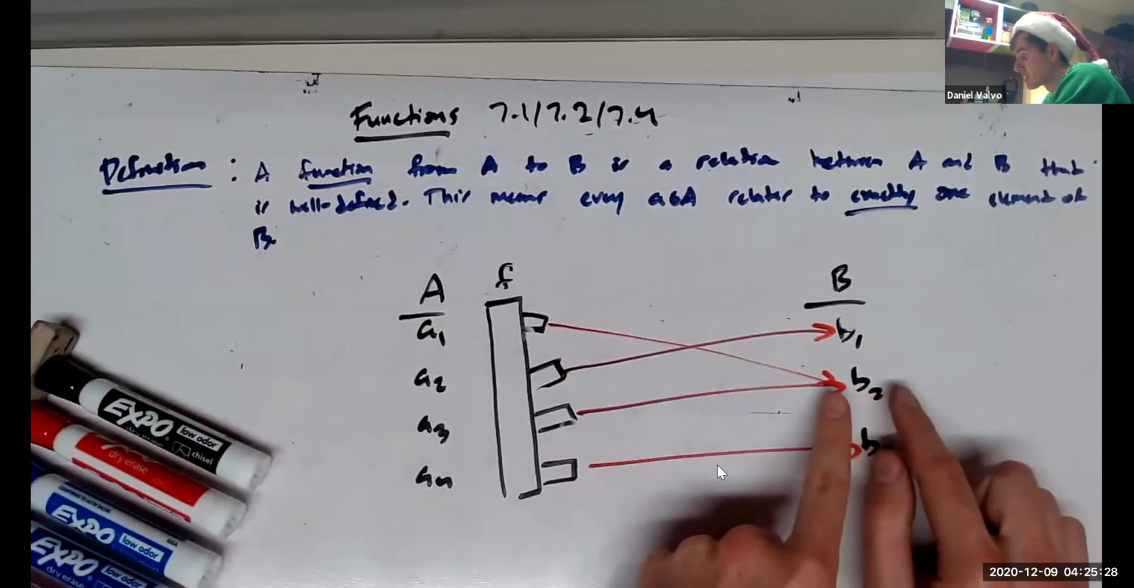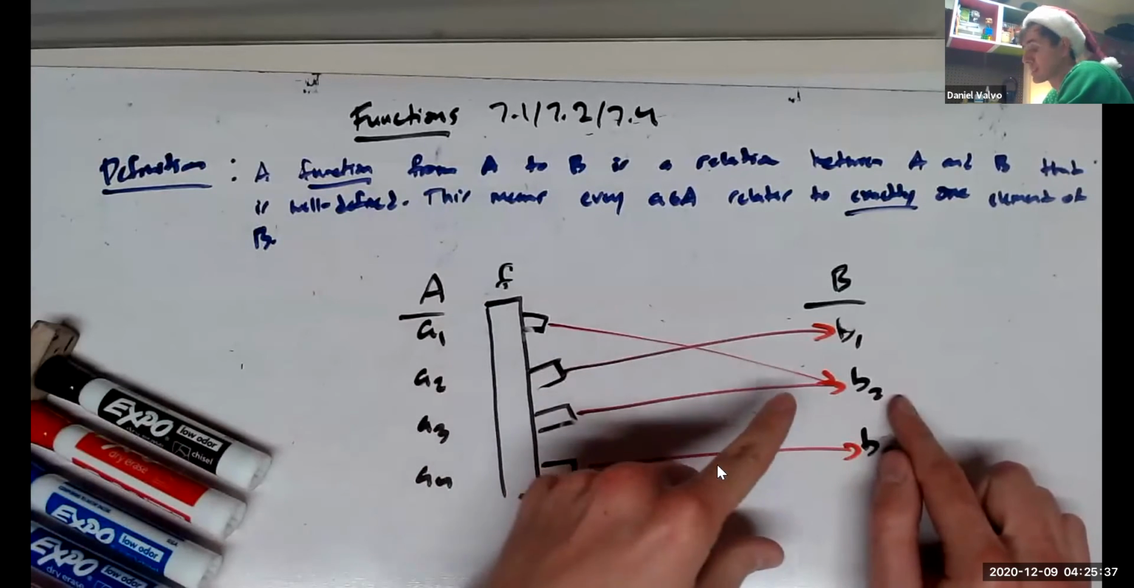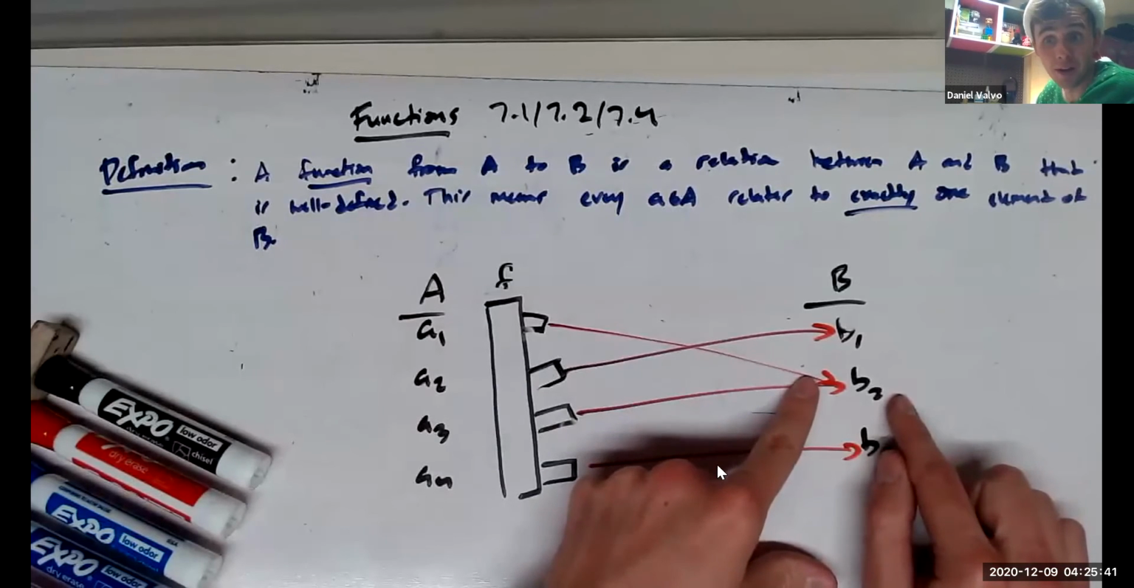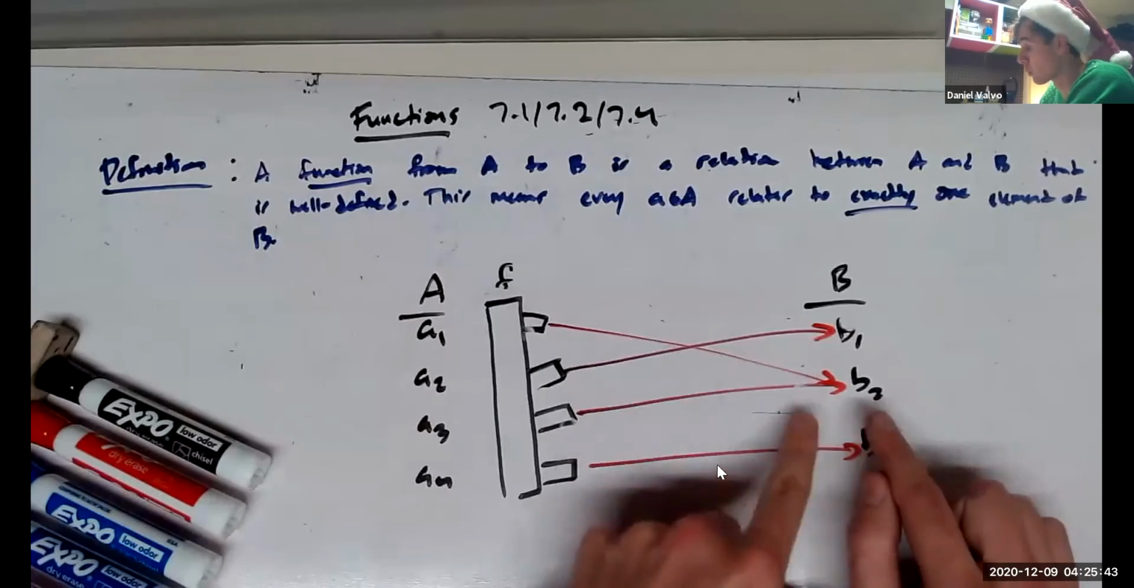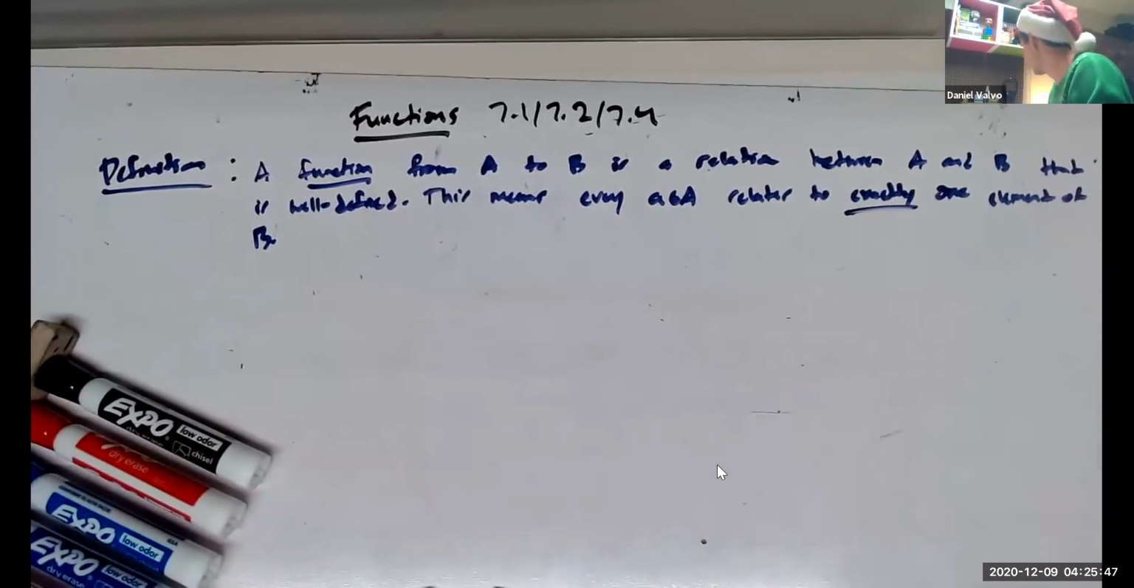We have a word for functions like this, where two things in the input map to the same thing in the output. That's called not being one-to-one. One-to-one functions are ones where this doesn't happen. So we can do some examples.